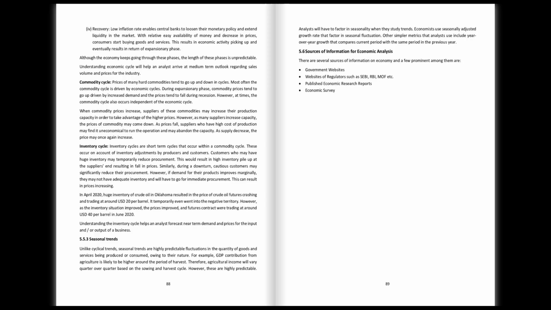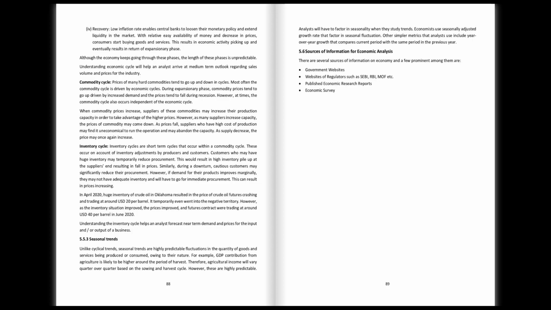In April 2020, a huge inventory of crude oil in Oklahoma resulted in the price of crude oil futures crashing and trading at around $20 per barrel. It temporarily even went into negative territory. However, as the inventory situation improved, the prices improved and futures contracts were trading at around $40 per barrel in June 2020. Understanding the inventory cycle helps an analyst forecast near-term demand and prices for the input and/or output of a business.